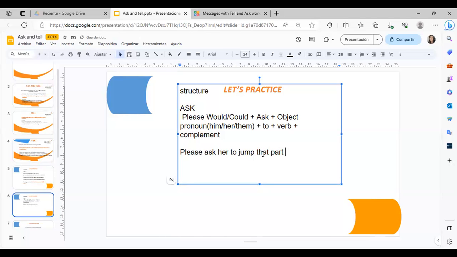That part. So in this case, the verb that we're going to use would not be jump, but skip. Yes, when we want to say, guys, that we skip a part, whether reading it or completing it, we use the verb skip. Okay? So please ask her to skip that part. I'm going to add a complement so you don't get confused. Skip that part of the project.